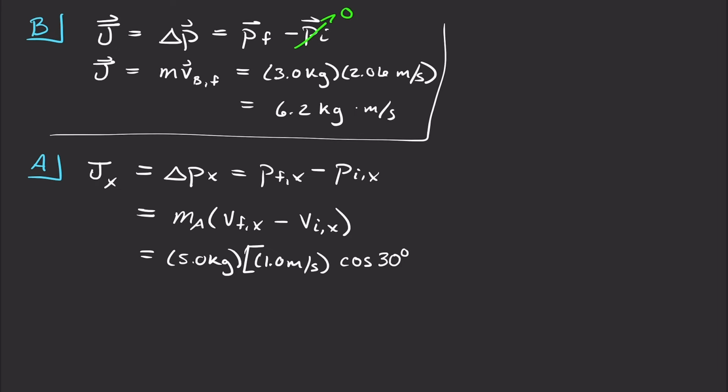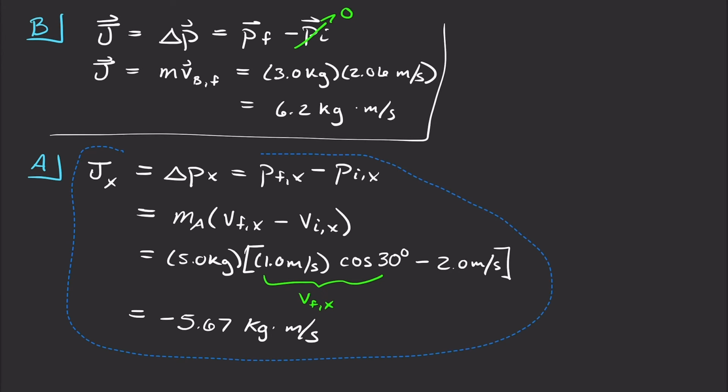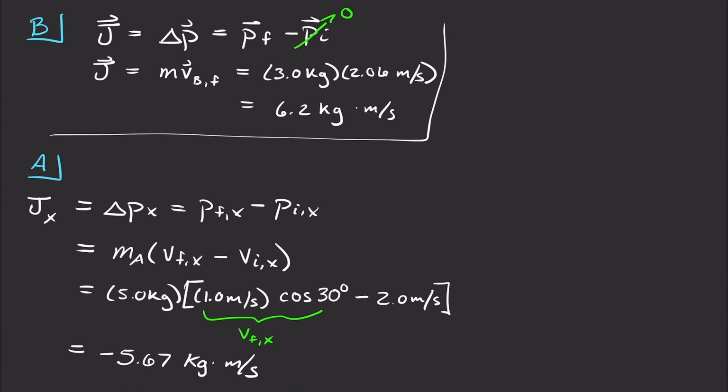Okay, so this whole thing is VFX. And then we need to subtract off the initial velocity. It's all in the x direction, so that's just minus 2 meters per second. I can close my brackets. And this is minus 5.67 kilogram meters per second, so same units as momentum.